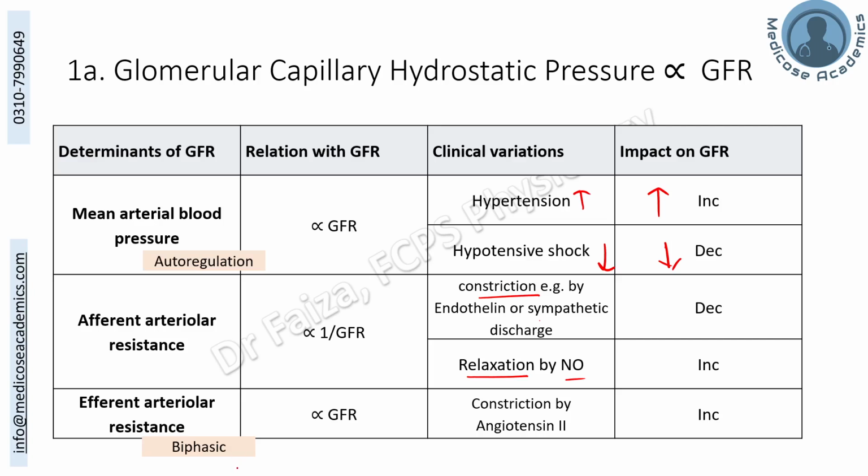Efferent arteriolar constrictive effect will increase the GFR only up to a limit. If the constriction is severe, this will hamper the blood flow and decrease the GFR. So we call it a biphasic effect.